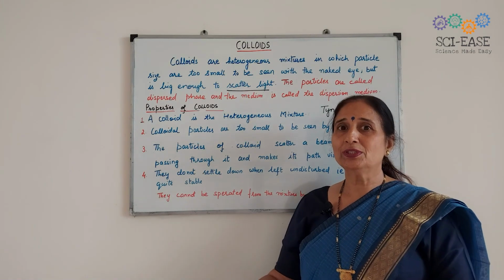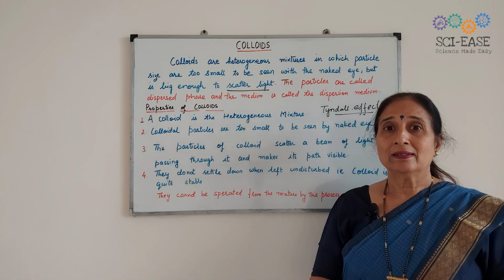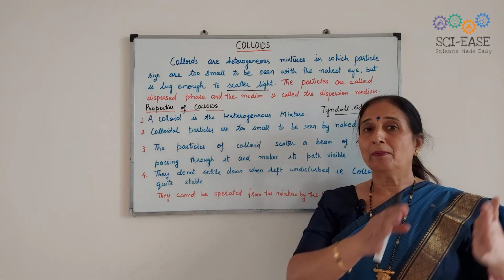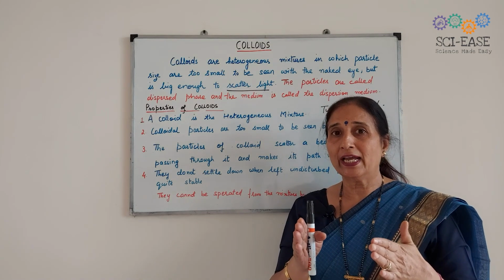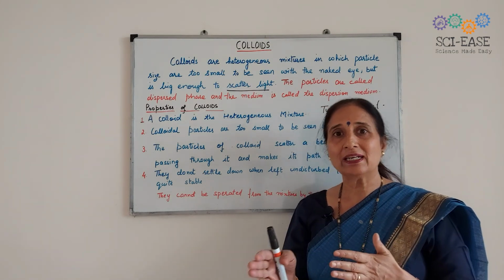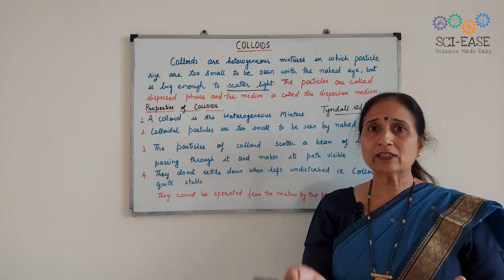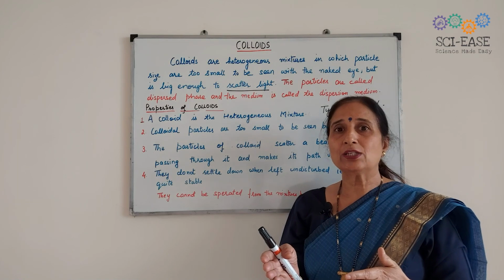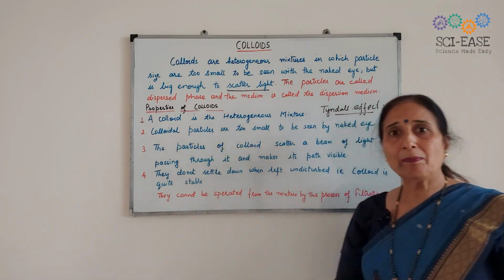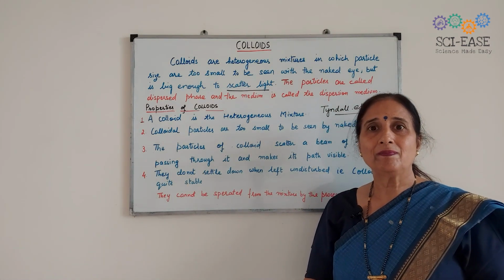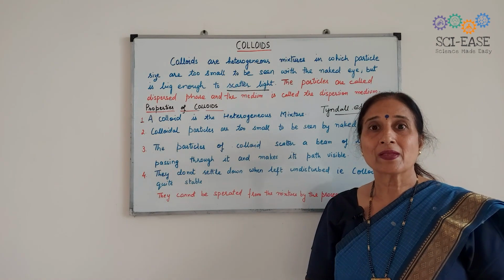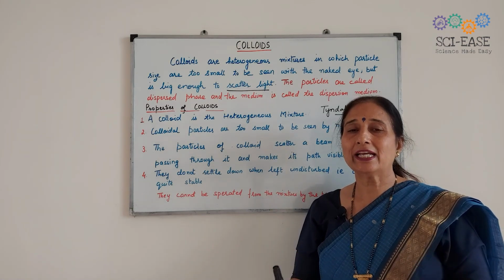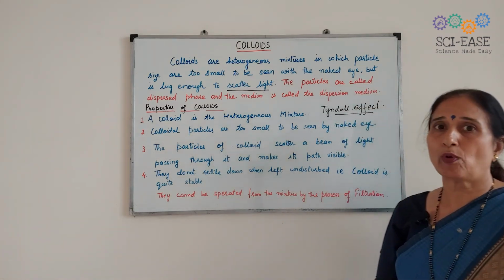So I have told you about milk. When we take milk and allow a beam of light to fall on it, it will scatter due to the Tyndall effect. If we take a solution of copper sulfate and allow the beam of light to pass through it, the path of light will not be visible. The light will not be scattered. But when we take milk, the scattering of the light that takes place is the Tyndall effect, a very important effect.